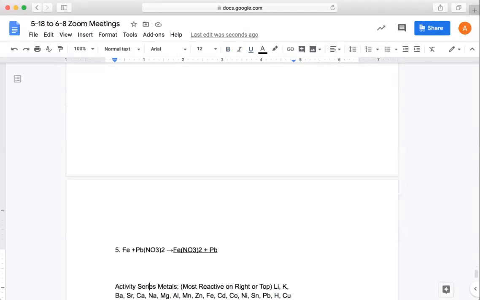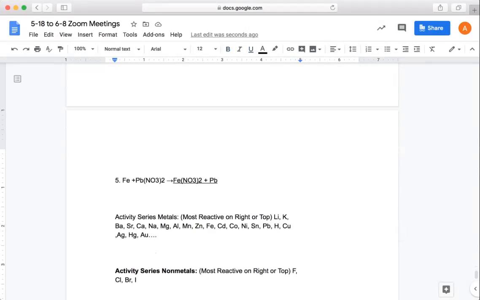Going on to the next problem. Here we have, will iron replace the lead? Iron is here on the activity series, on the top left. And where is our lead? Lead is lower on the activity series. So yes, iron is reactive enough to replace lead. This would be the outcome of the reaction, and this would be the balanced reaction.